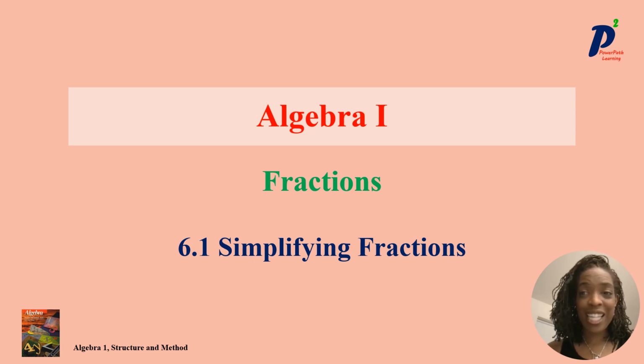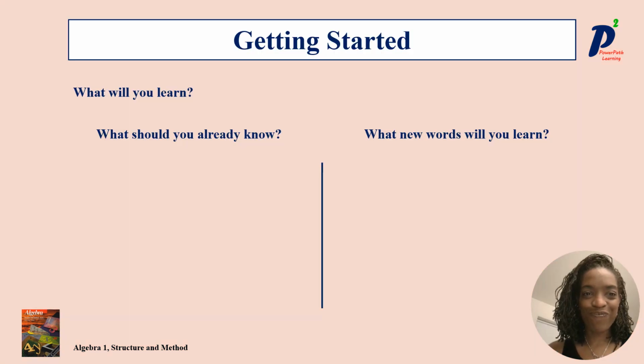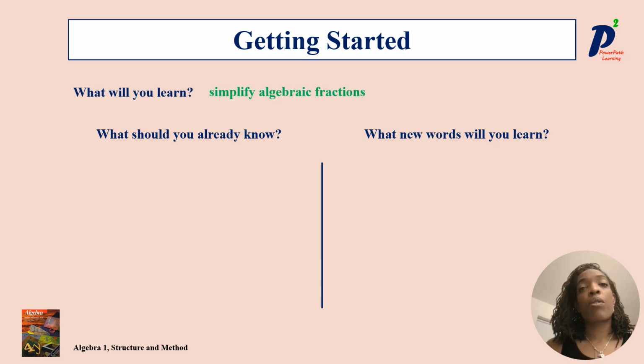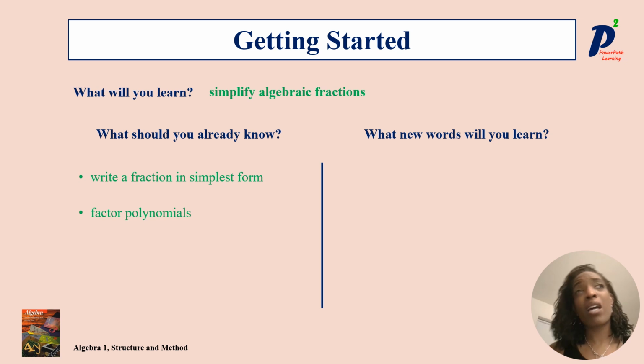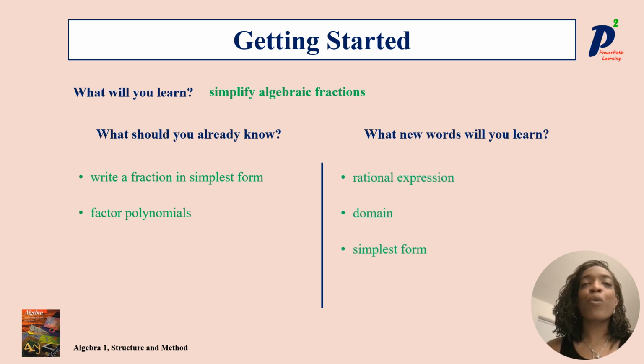This is the Algebra 1 lesson on Chapter 6, Section 1, Simplifying Fractions. Today we're going to talk about how to simplify algebraic fractions. These methods require that you're really strong with factoring, so if you're not so sure about some of the factoring methods that you see in the video, go back and review and make sure everything's good. We're also going to learn some new words: rational expression, domain, and simplest form.